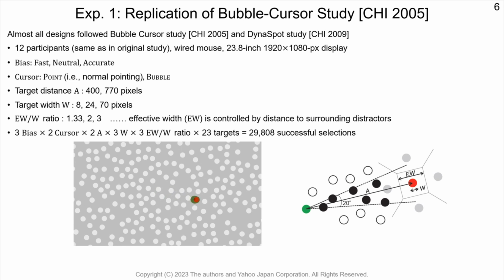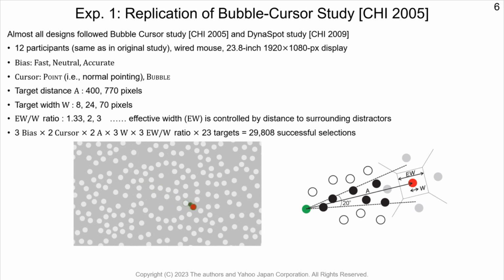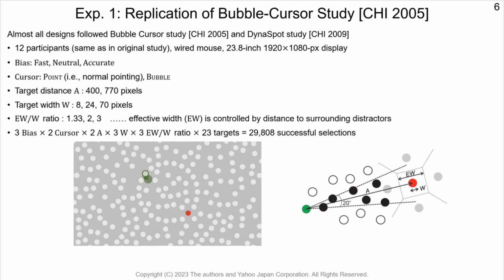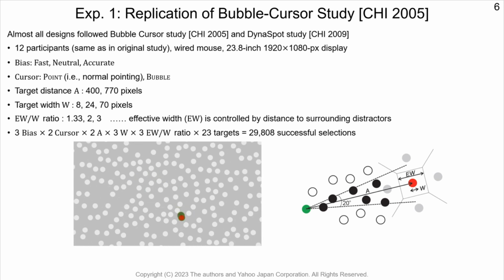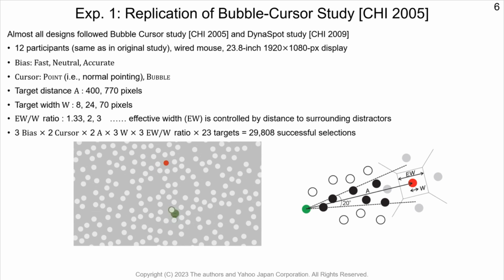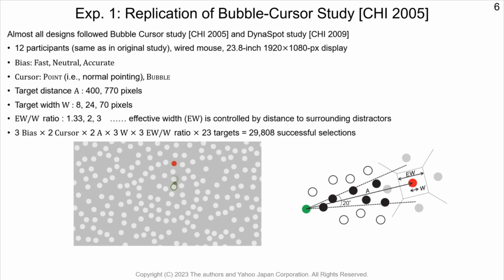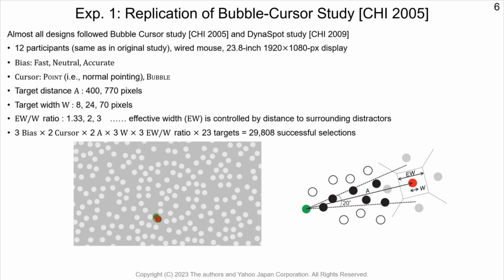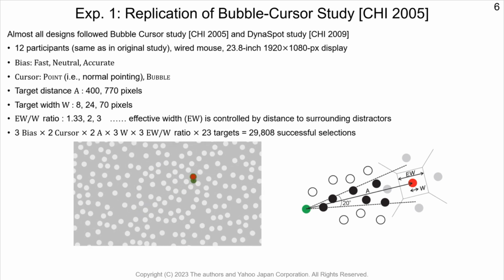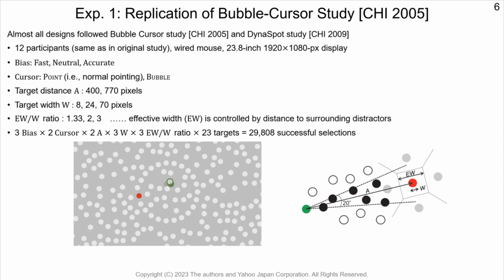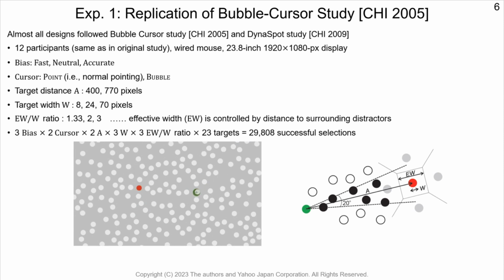We conducted 2 replication experiments. The first one was to evaluate bubble cursor. Almost all experimental designs were consistent with the original studies, such as the number of participants, target distance range, and target width range. The participants performed the task using both point cursor and bubble cursor under the 3 biases.